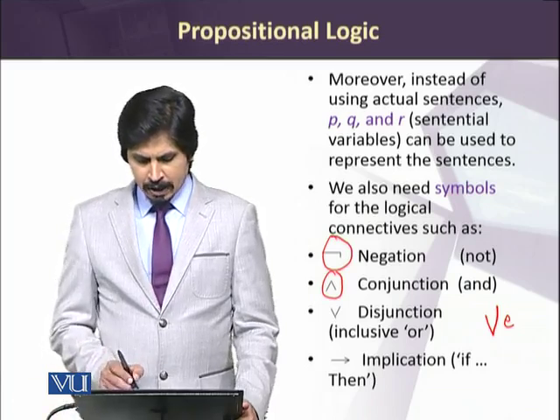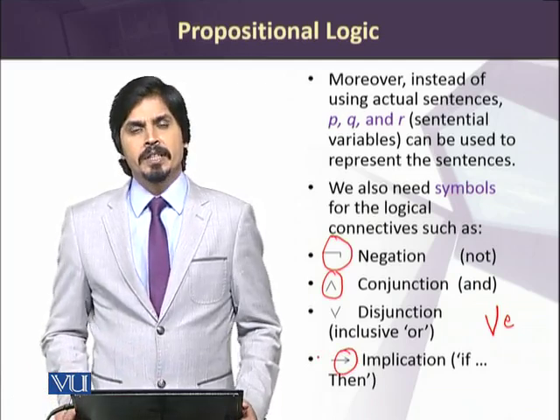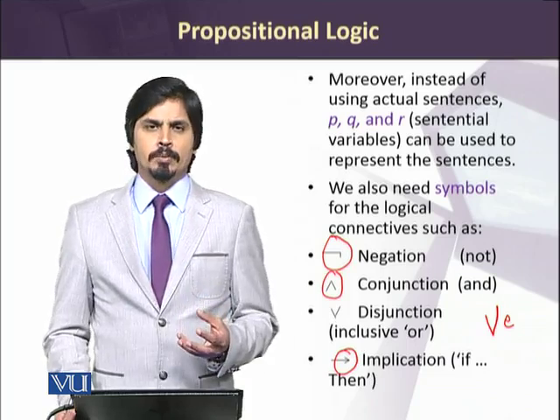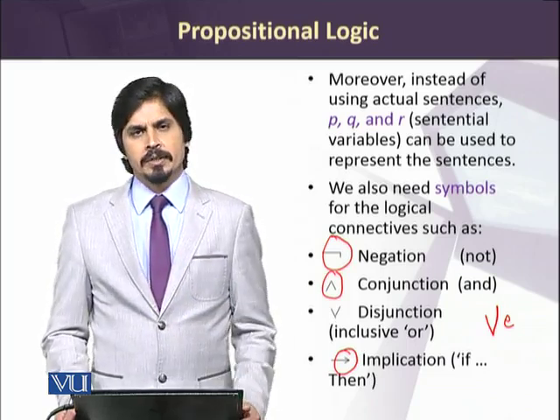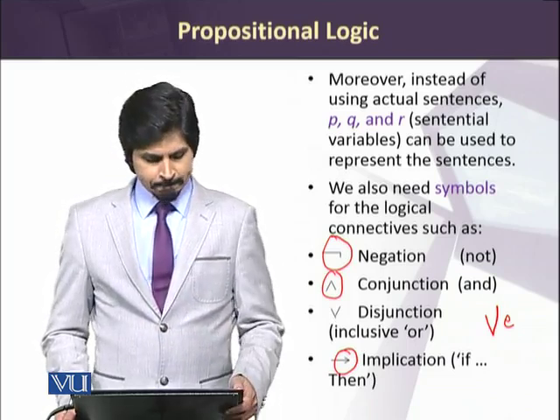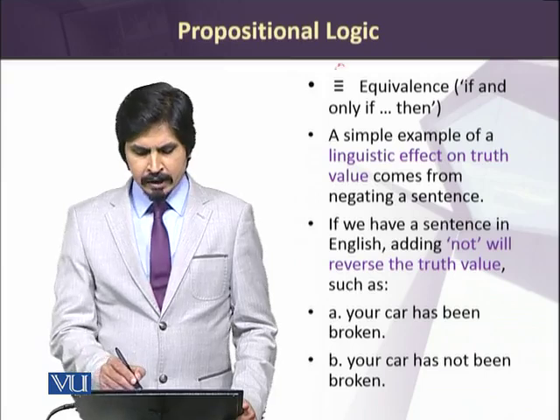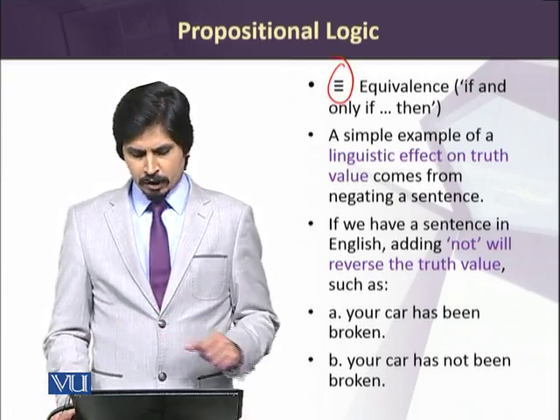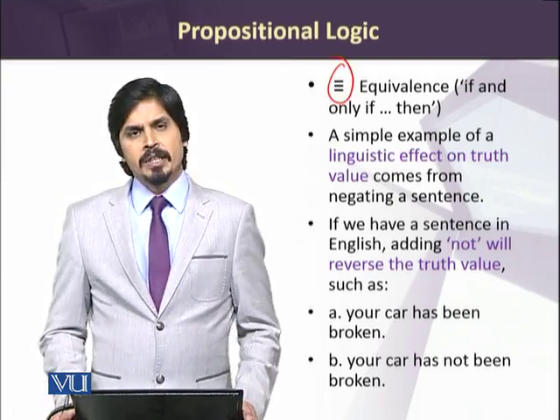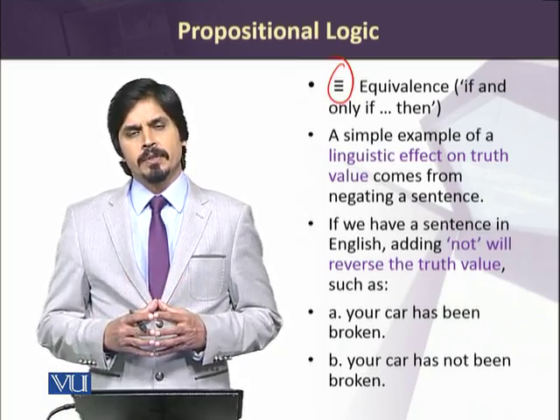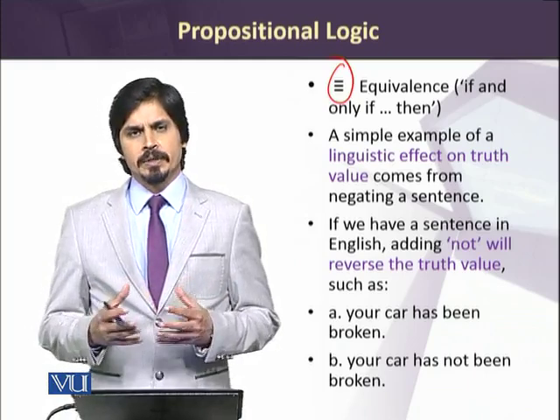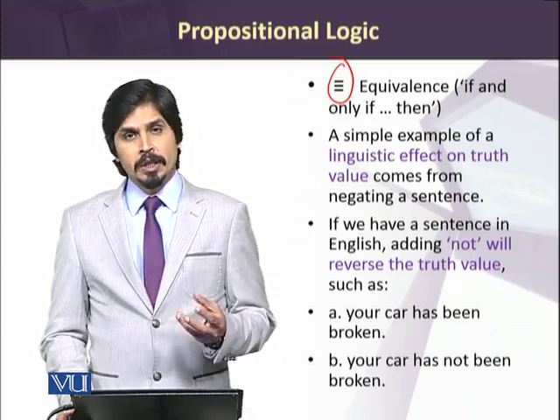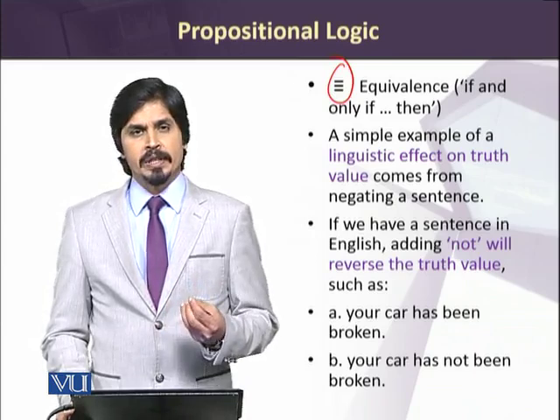This straight arrow in front of you shows implication, and in logic we mean an if-then relation. If it rains, I'll go to movies. So this if-then relation is the implication in logic. We have this symbol of equivalence in front of us, which shows the if and only if kind of relationship in logic. A simple linguistic effect on the truth value or truth meaning of a sentence can be seen through various examples. I'll give you another example of negation here. And negation is usually shown linguistically by adding words like not in the sentences.